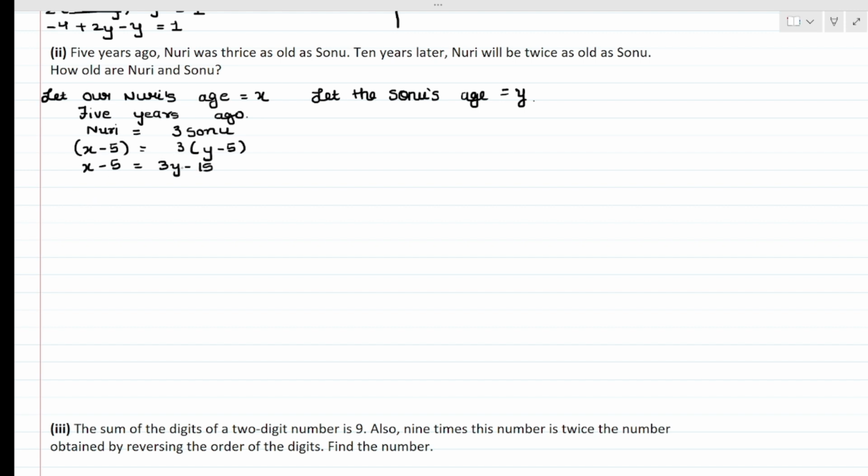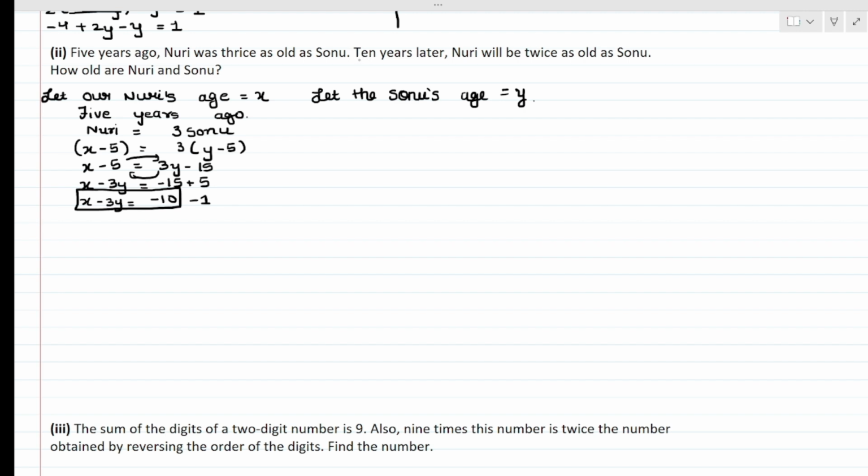Now solve this equation. x minus 5 equals 3 times (y minus 5), which gives me 3y minus 15. Now keep the like terms on one side. So x minus 3y: my plus 3y goes over there and becomes minus 3y, equals minus 15. This minus 5 goes over there and becomes plus 5. So I got my equation x minus 3y equals minus 10. This is my equation number 1. Keep this in the box.